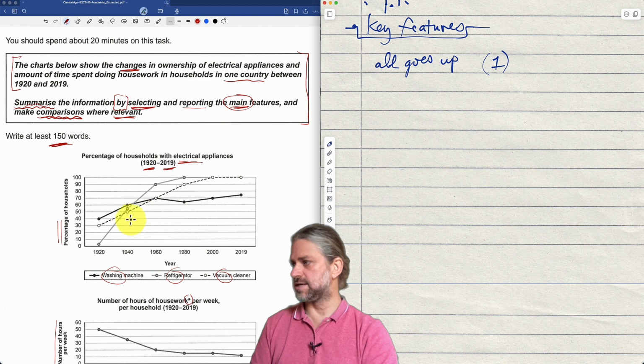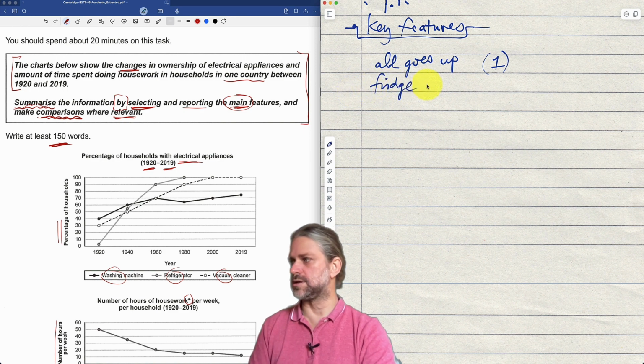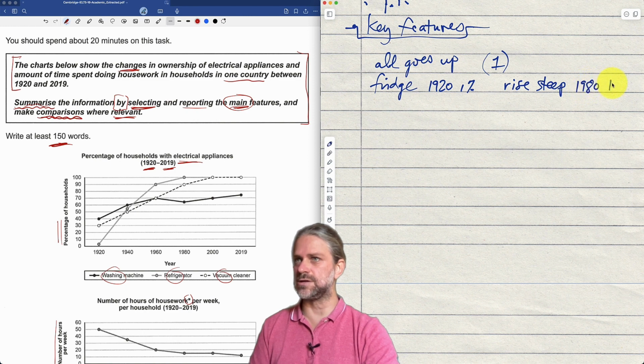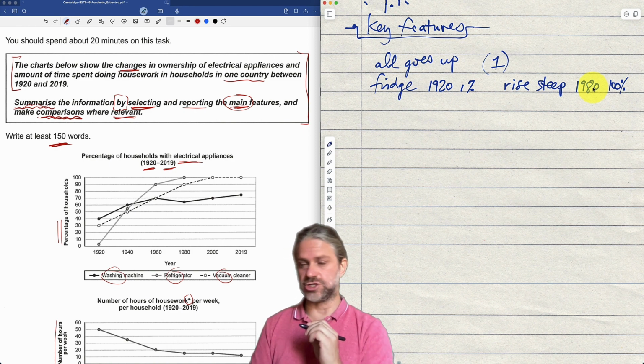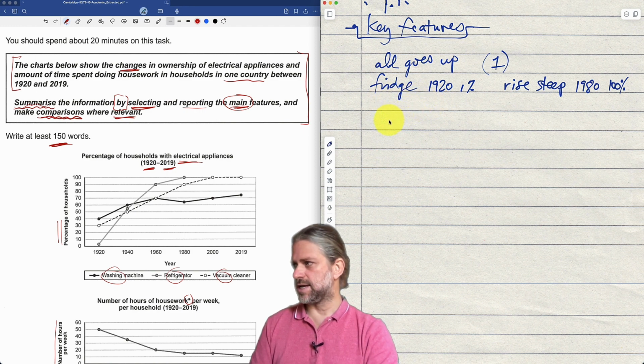The steepest rise is the fridge. So from 1920. So the fridge, 1920 is almost 0. Maybe let's say 1 or 2%. Very, very small. And it just rises steeply. Okay. By the 1980s, it's 100%. Every single person, or every single household, let's say, in this country has a fridge, and it never goes down. So the fridge is a very steep rise.